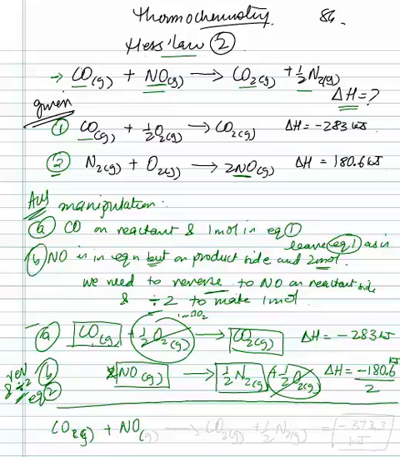So carbon monoxide gas plus nitrogen monoxide gas gives carbon dioxide gas plus half of nitrogen gas. And then while you do the computation over here for minus 283 plus the minus of the half of the 180.6, you should get minus 373.3 kilojoules. That should be the answer. These are great multiple choice questions, but you still got to solve them, right? So anyhow, that's how you would do it.